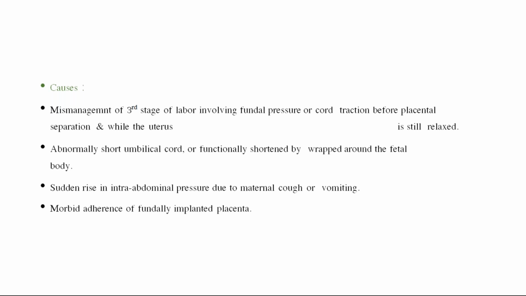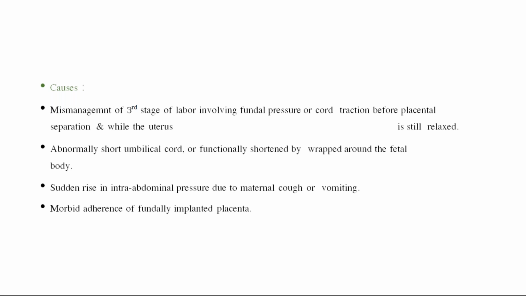What are the causes for this uterine inversion? Mismanagement, mainly mismanagement of the third stage of labor, involving fundal pressure or cord traction before placental separation, or when the uterus is still relaxed. Cord traction is only to be done when the uterus is contracted, and then only do we separate the placenta and look for the signs of placental separation.